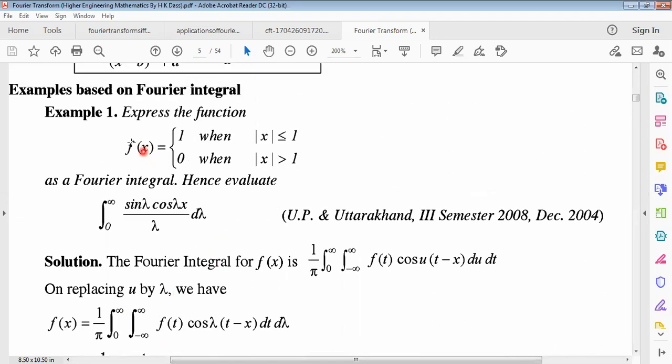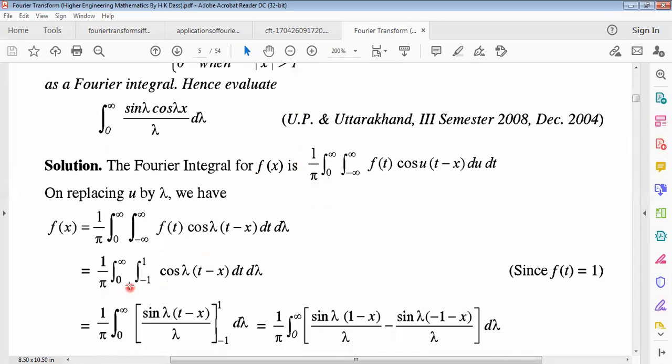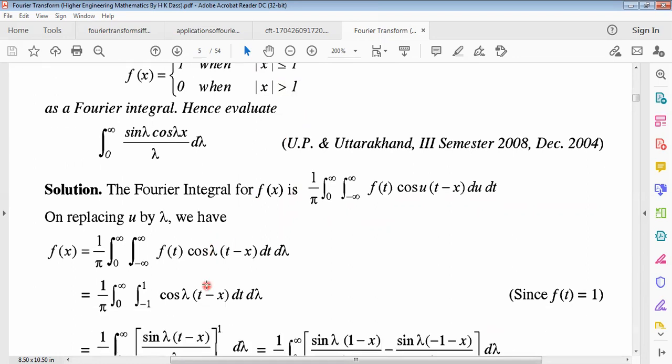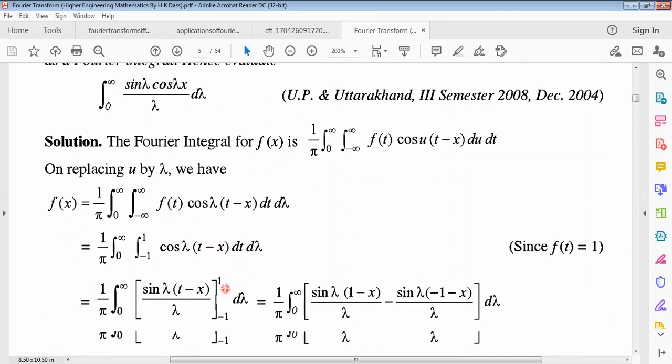This f of x limit, what? 1, 0. Okay, the upper limit is 1 and the lower limit is also 1. This is why it is minus 1 to plus 1, because x greater than or equal to 1 and absolute value of x less than or equal to 1. That means the limits will be what? Minus 1 to 1. And this is cos lambda (t minus x) dt d lambda.